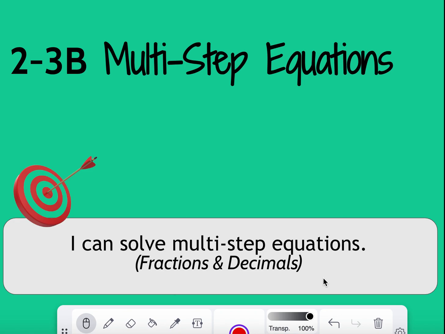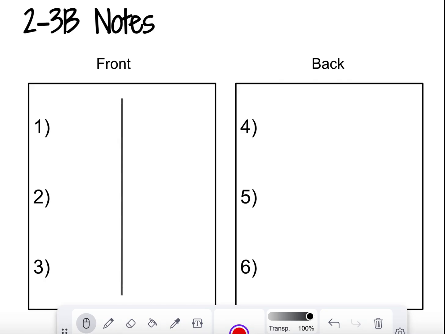3B, multi-step equations. Our goal today is to be able to solve multi-step equations involving fractions and decimals. Okay, go ahead and organize your notes.